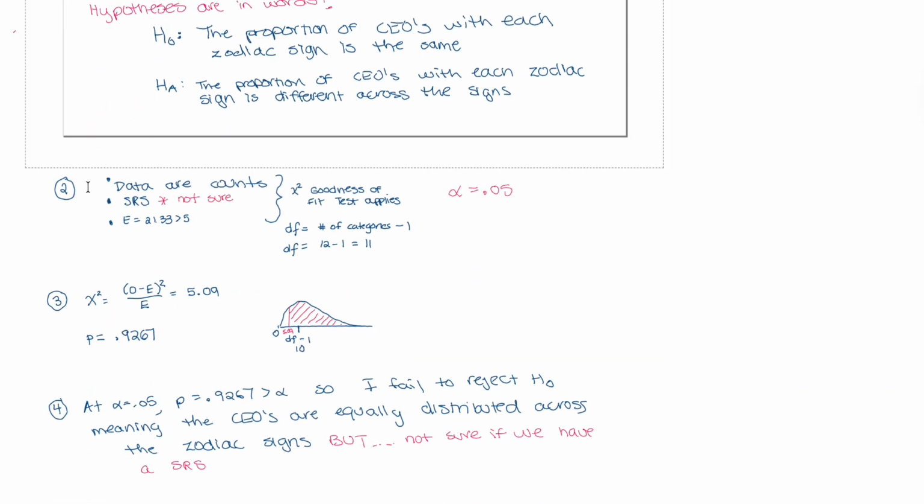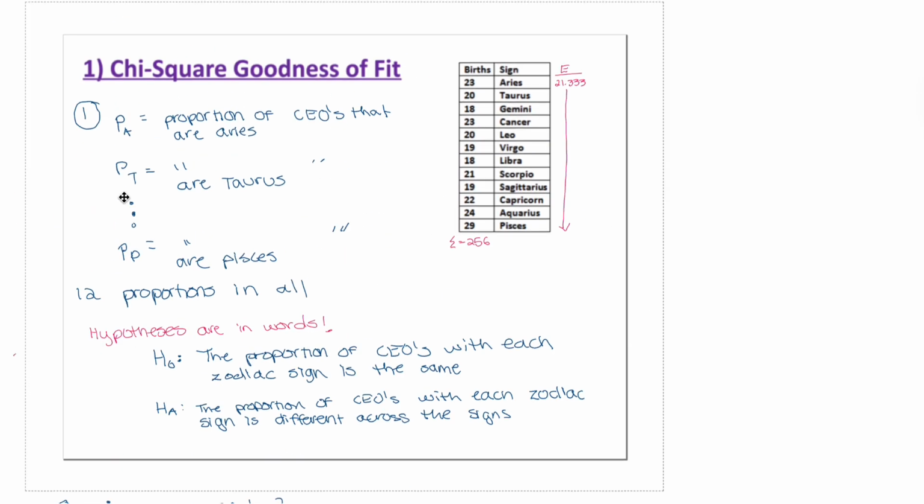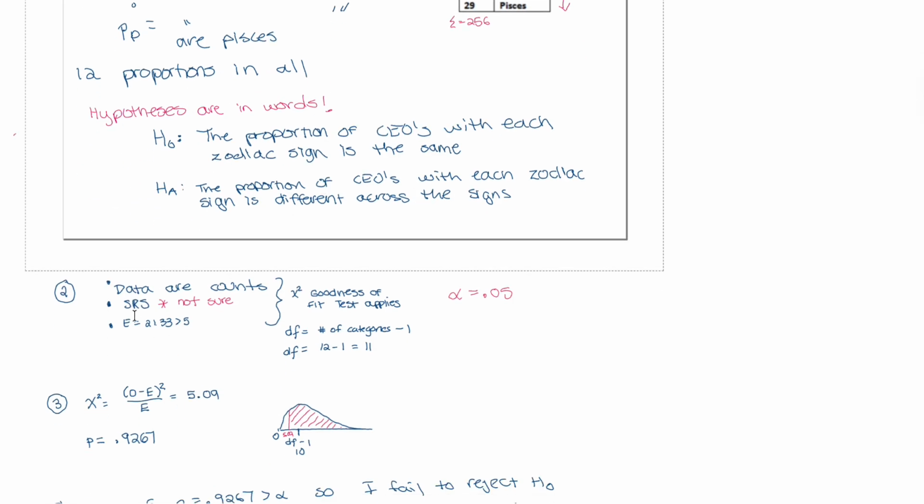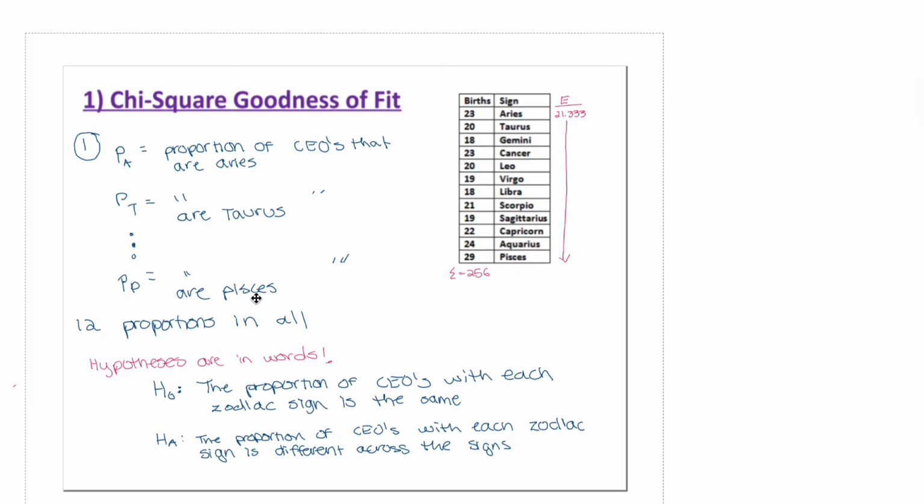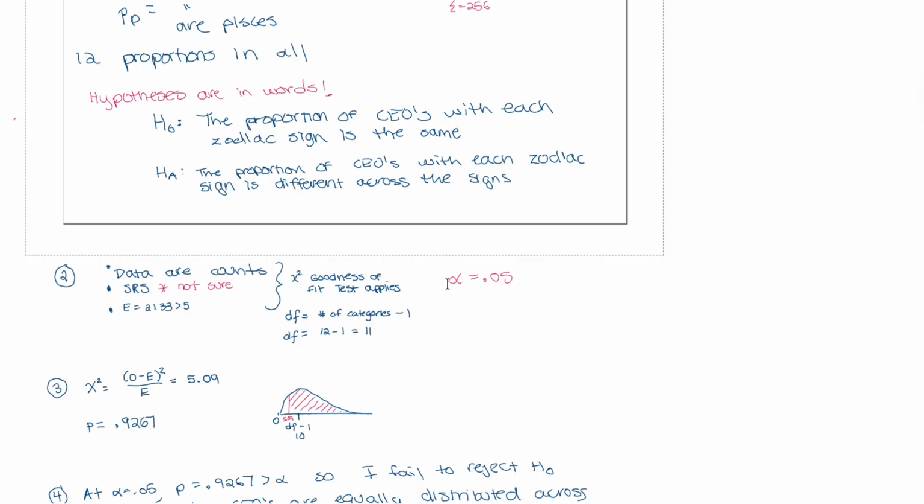The second step is stating whether the data are counts. Well, it is, because those are 12 types. They are all categorical values. Is this a simple random sample? Well, we're not so sure, because the question didn't specifically state that the data were collected from a simple random sample, so there's a question mark.